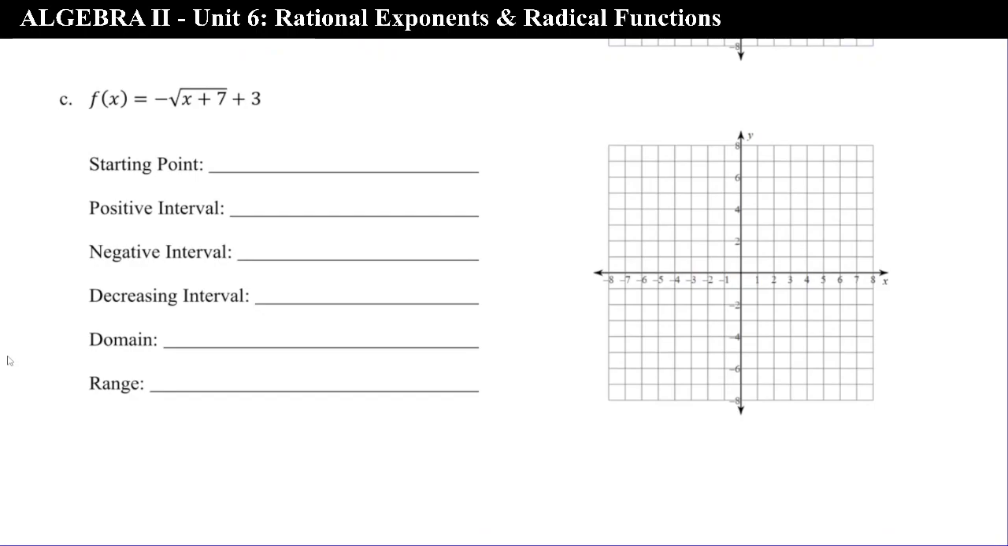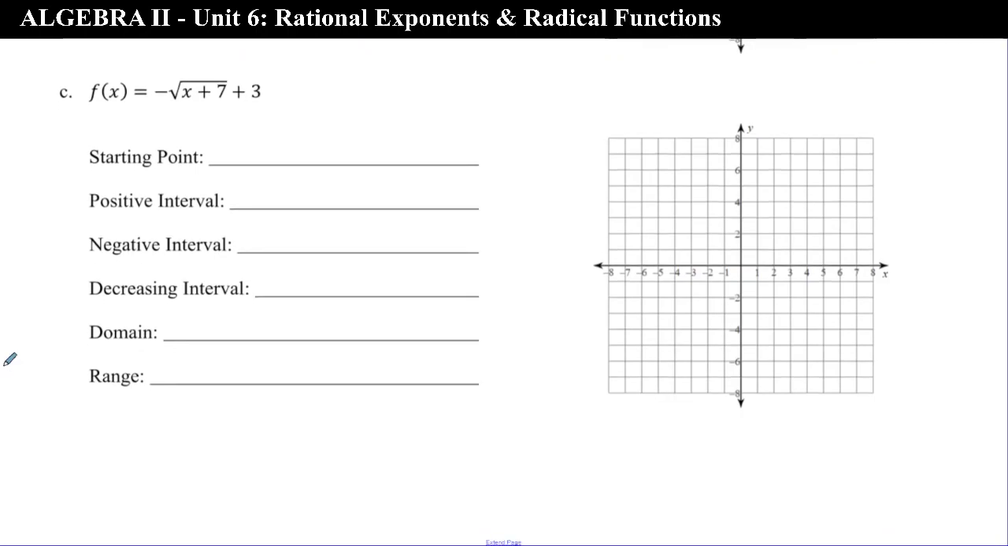All right, for C, we have a starting point at (-7, 3). So let's plot that. (-7, 3) is here. We are reflected, this time across the x-axis. So instead of having something that does this, like our parent function, we're going to reflect across our x-axis, which means we're going to have something that looks like this instead. So let's plot in that direction.